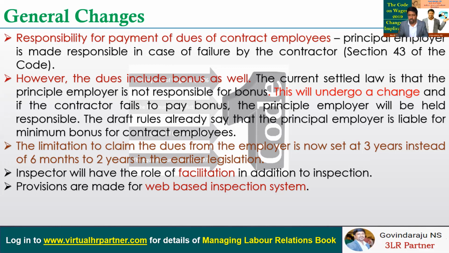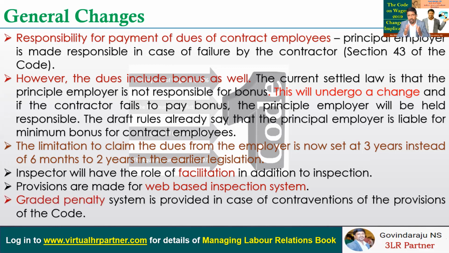on Wages 2019. And of course there are offenses for the violations of the provisions of the code, and a graded penalty system is provided, which starts from 10,000 up to 50,000 and 1 lakh. So various penalties are provided for the contraventions of the provisions of the code.